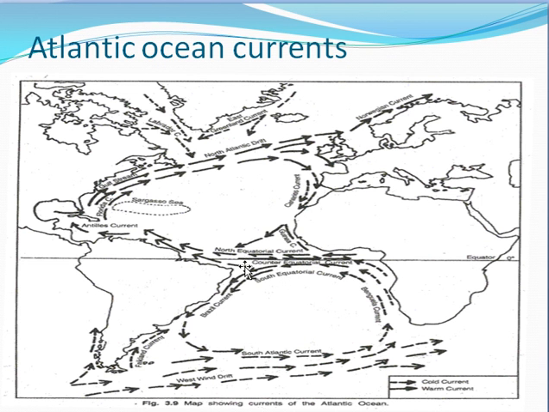There is one more important current, that is the Counter Current. This Counter Current flows, here you can see, in the opposite direction between North Equatorial Current and South Equatorial Current. This flows from west to east. Usually North Equatorial Current and South Equatorial Current flow from east to west, but this Counter Equatorial Current flows from west to east.